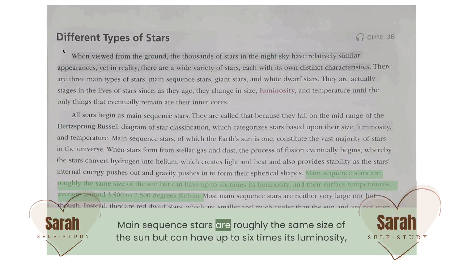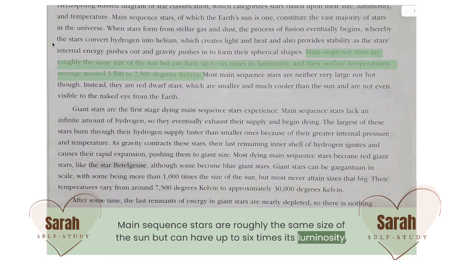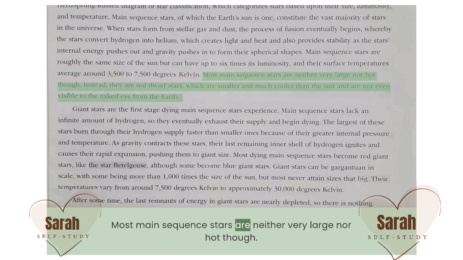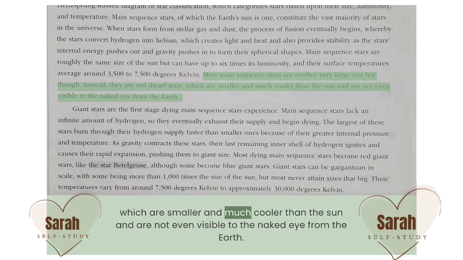Main sequence stars are roughly the same size as the Sun but can have up to 6 times its luminosity, and their surface temperatures average around 3,500 to 7,500 Kelvin. Most main sequence stars are neither very large nor hot though. Instead, they are red dwarf stars, which are smaller and much cooler than the Sun and are not even visible to the naked eye from the Earth.